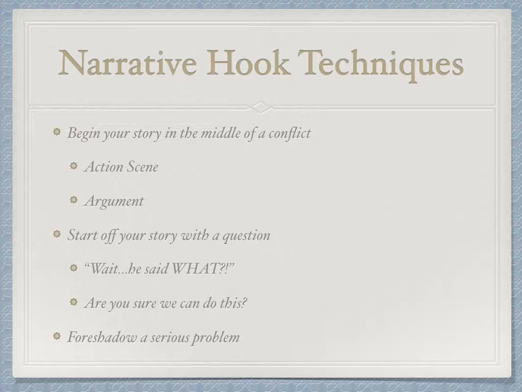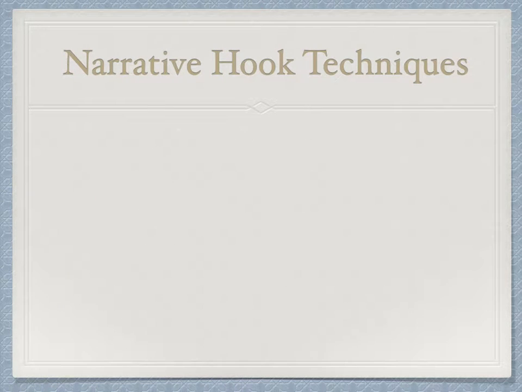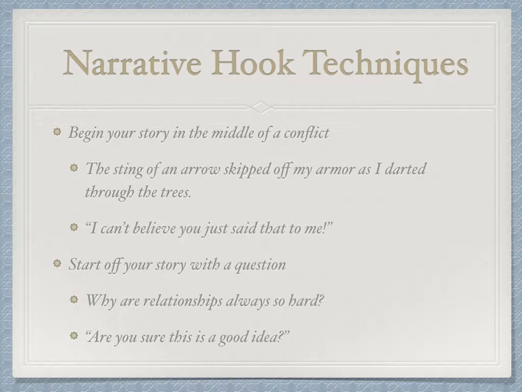Another technique is to foreshadow a serious problem. I read this a lot in fantasies that begin quote-unquote slow. They will hook a reader in by telling them about a conflict that is coming, a war, or something that looks off, something that shouldn't be. Starting your conflict there, foreshadowing a serious problem that's going to be solved later on in the book, is a really good technique to hook in your reader and really get them involved in the story.